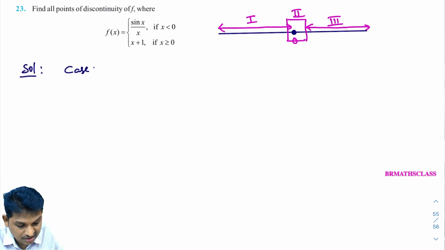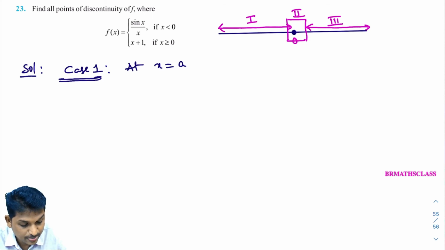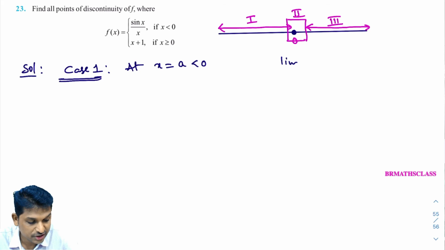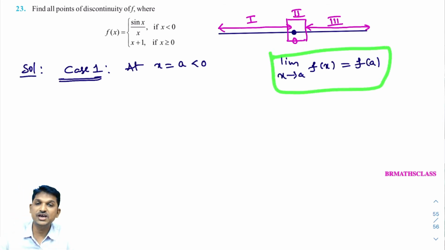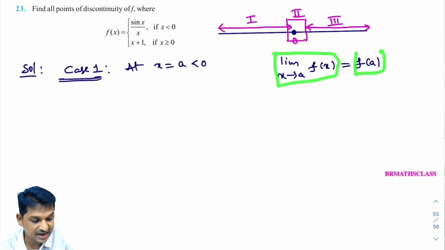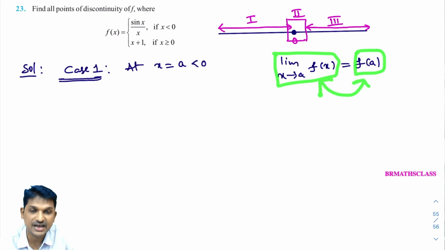Solution. Case 1. What is case 1? At x equal to a, where a is less than 0, I am checking the continuity at this point. When we say the function is continuous at x equal to a, the hero of the story: limit x approaches a, f of x equals f of a. In this exercise there is no other formula except this. So I'll calculate this one and then I'll calculate this one. If both are equal, then I can say that this function is continuous at x equal to a.